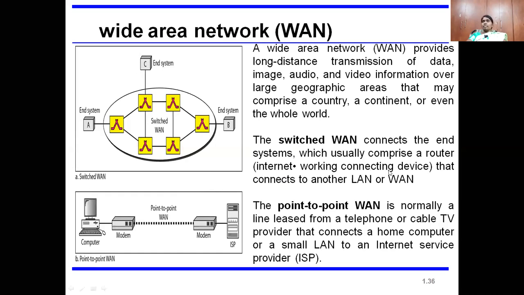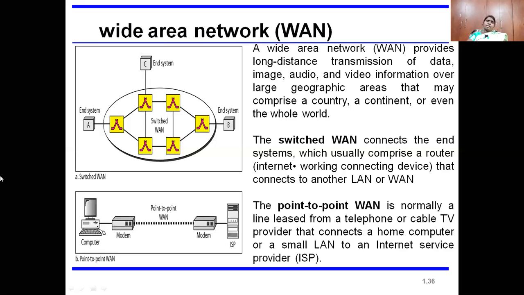Internetworking connecting devices are the devices that connect another LAN or WAN. If an end system is there, this end system might again have some LAN connection. Now, a point-to-point WAN is normally a line leased from a telephone or a cable TV provider that connects a home computer.